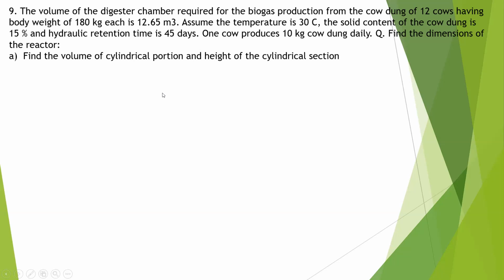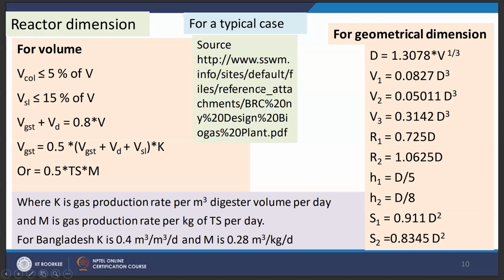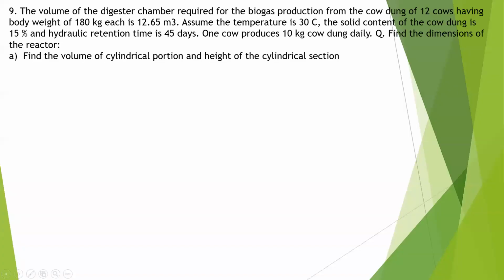For this, we first need to find out what will be the dia of the cylindrical section. And we can get the dia using this formula, that is dia D is 1.3078 V to the power of 1 by 3. So I'll give you 5 minutes to find the dia, the volume of cylindrical portion and the height of the cylindrical portion. Just solve the question and write whatever values you get for dia, volume and height in the chat box.